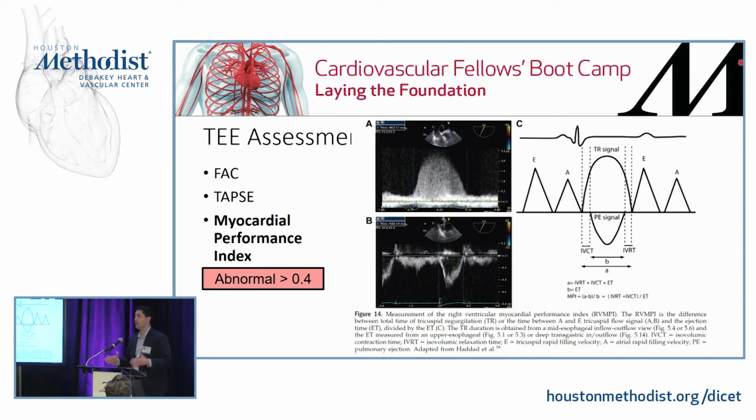You can either get the entire time of a TR jet or the time from the end of an A wave to the beginning of an E wave, and that includes both your ejection time and your isovolemic times. So if you subtract out your ejection time, that leaves you with just isovolemic times, and you divide that by your ejection time. So the more ejection is good, more isovolemic time is bad. And this one's neat because it's the only one of these variables that includes an assessment of both systolic function and diastolic function, because isovolemic relaxation is technically in diastole.